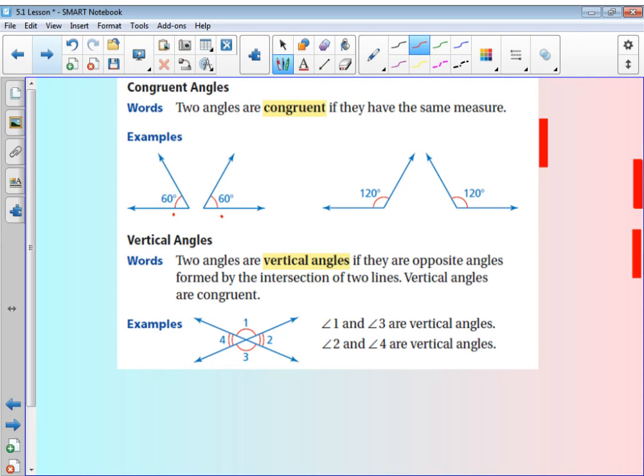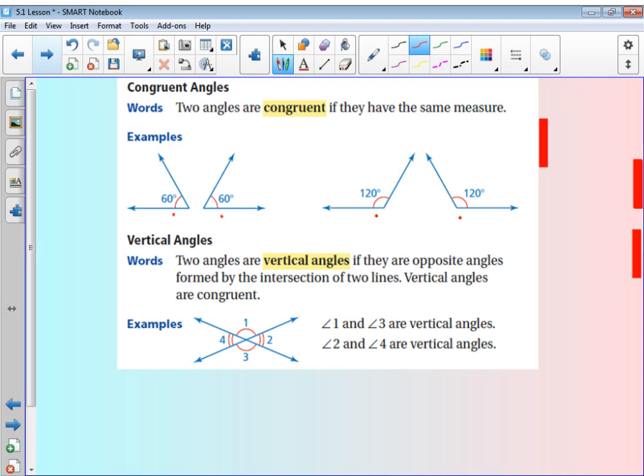So here we've got two 20-degree angles. Even though they're facing opposite directions, they're still equal in measure, okay? So vertical angles are actually going to be working with congruent angles. Two angles are considered vertical angles if they are opposite angles formed by an intersection of two lines. Vertical angles are congruent to each other.